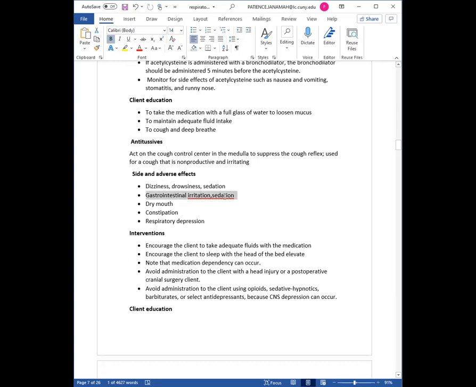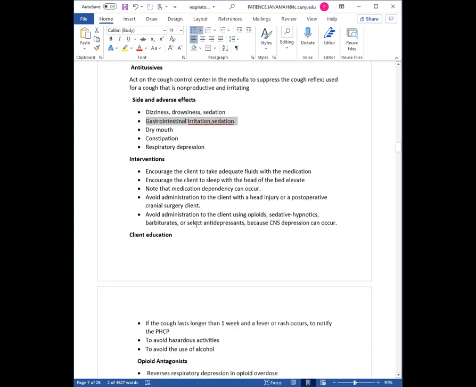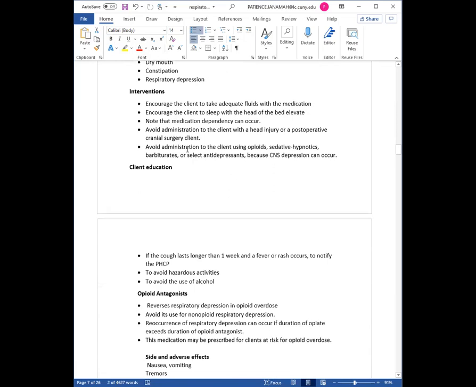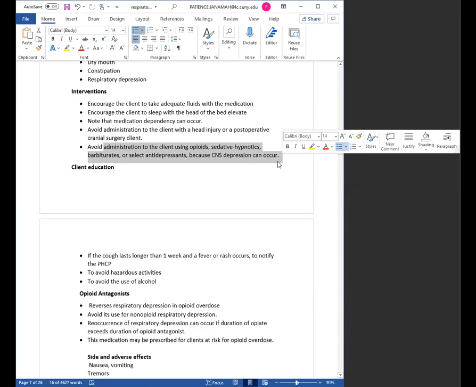So GI irritation, dry mouth, constipation, these are common symptoms. Encourage fluid intake when you are taking all these medications. Avoid administration to the client using opioids, hypnotics, barbiturates, or select antidepressants because central nervous system depression can occur.